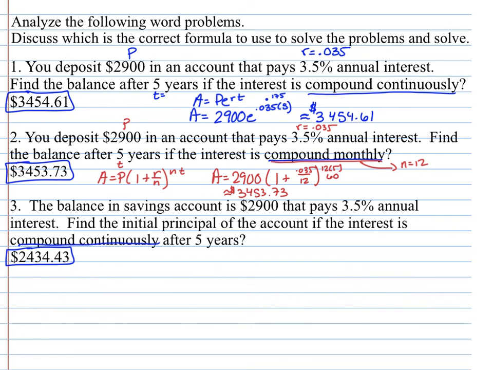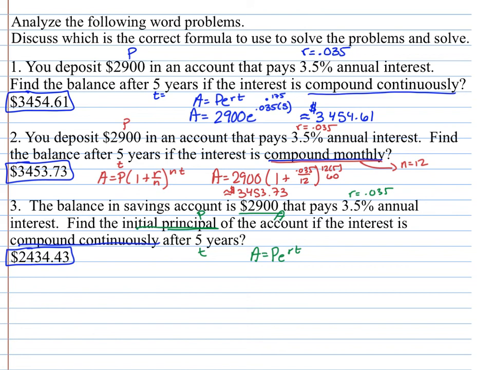So for this one, we have the balance in the savings account is 2,900. So this is what you have in your account. That's basically your A, what you have in the account. And this again is going to be your rate as 0.035. It says find the initial principal. So we're trying to find our P, and the interest is compounded continuously after 5 years. That is our T. So that means we're using A is equal to Pert.